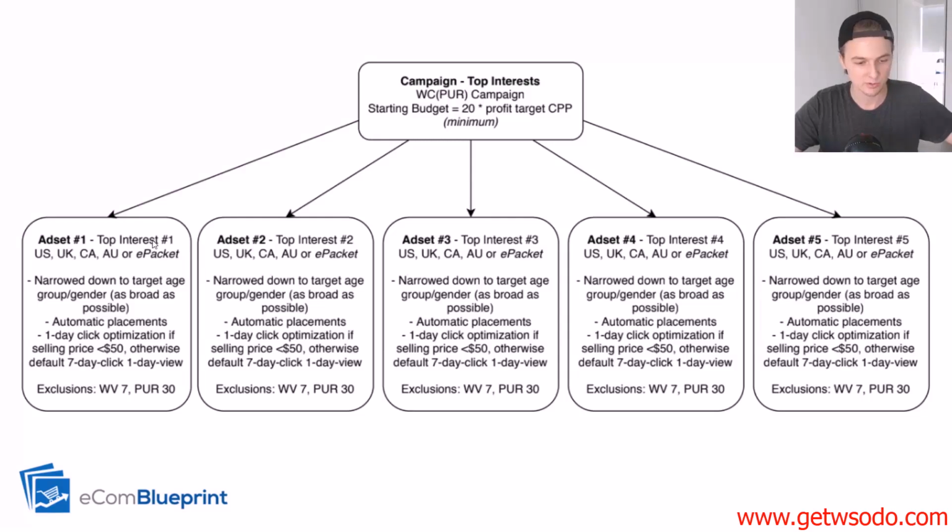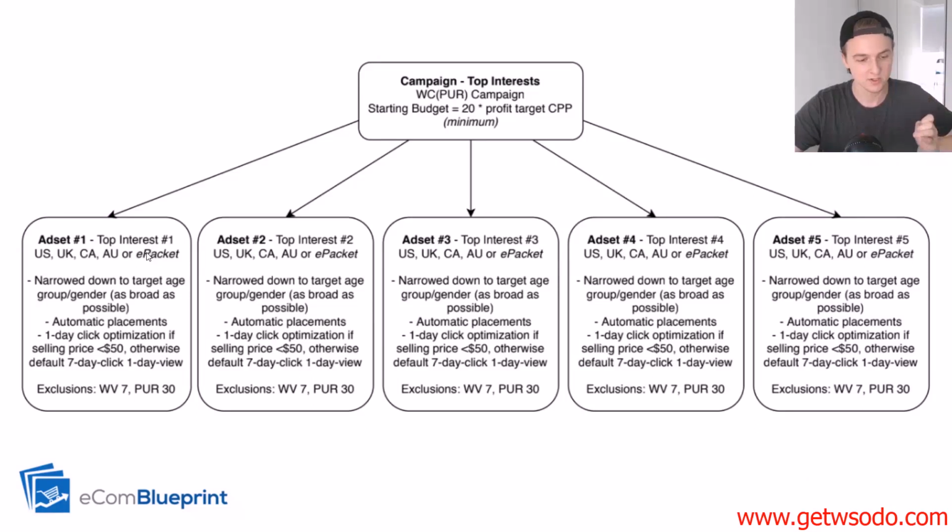And so ad set number 1 would be the first top interest. You want to target the top 4 countries: US, UK, Canada, Australia, or all the ePacket countries. This is up to you. But if you really want to scale, the best is ePacket, because this is the broadest audience. So if you want to scale, use ePacket. If you're still just getting started and you want the maximum profitability, then the T4 is probably best. And so this is just your top interest number 1.